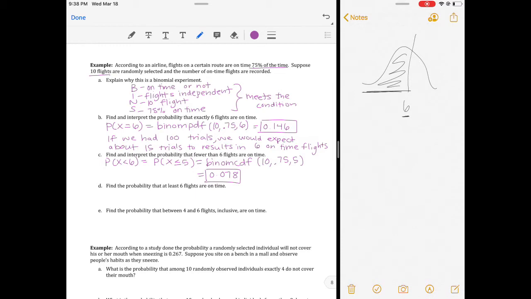I kind of ran out of room to interpret here, but basically we're saying, if you had 100 trials, we would expect about 8 of them to result in fewer than 6 flights on time.